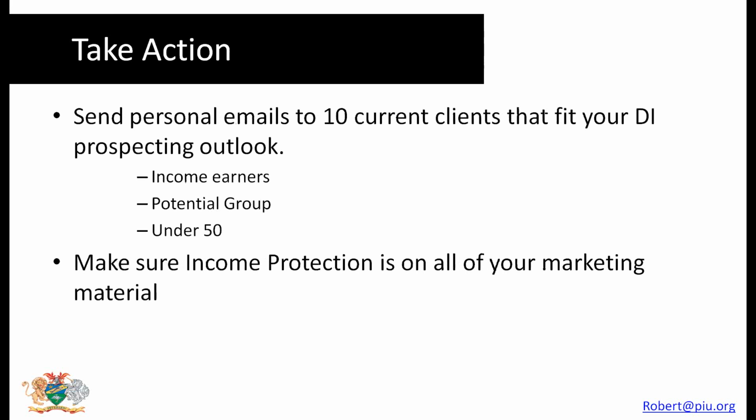And so how you take action following these two slides is, I would say, send personal emails. If you're not selling disability insurance, pick 10 of your current clients that you think have the best prospecting for DI. That would be earning an income, especially a sole breadwinner, someone supporting the entire family off one income, people with a potential group, so if they're a senior executive at a company or maybe a small business owner where you might be able to look at some guaranteed issue opportunities.